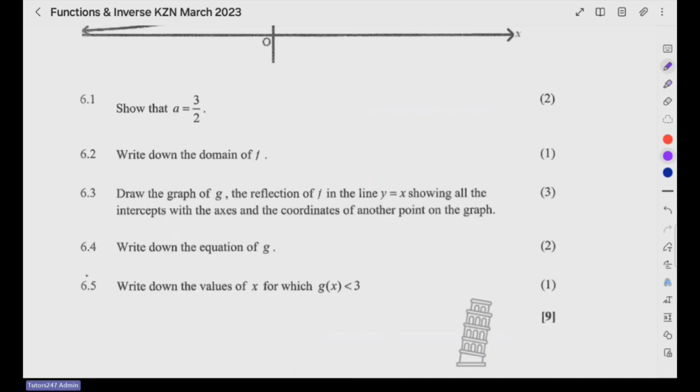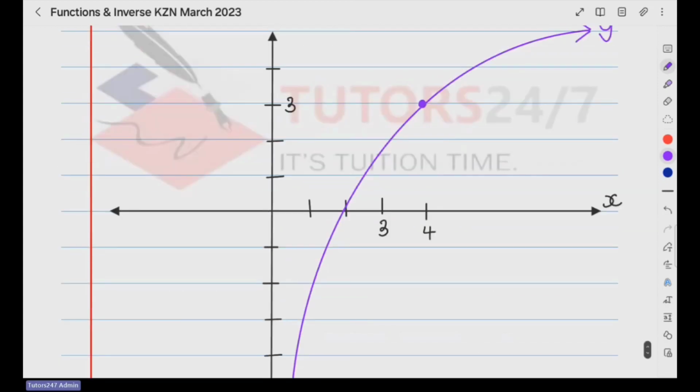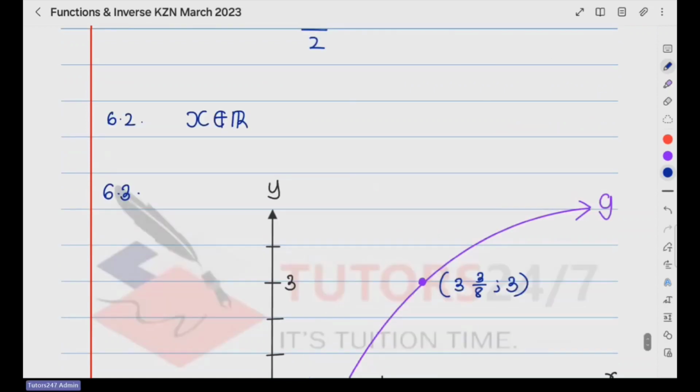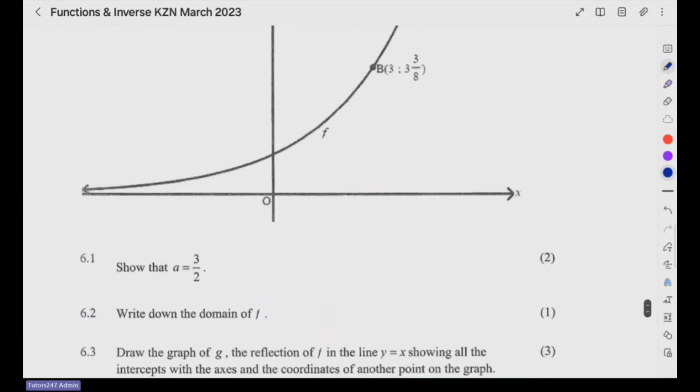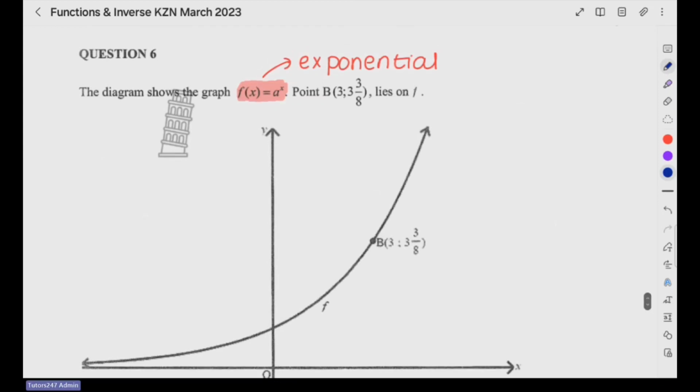So we need to find the x-intercept and the coordinate of another point on the graph. We've already put in another point. That is this point over here of 3 and 3 over 8, and 3. Now we need the x-intercept. We need to find that value. So let's go back to the question. We don't have the graph of g, but we have the graph of f. If we find the y-intercept of f, that will be the x-intercept of g.